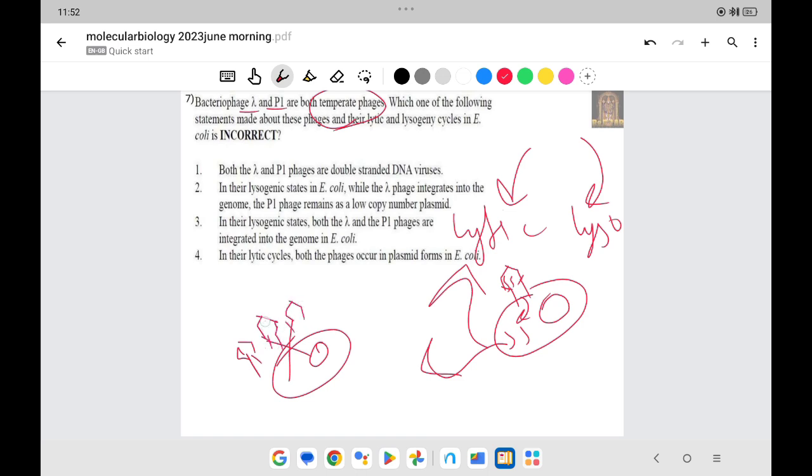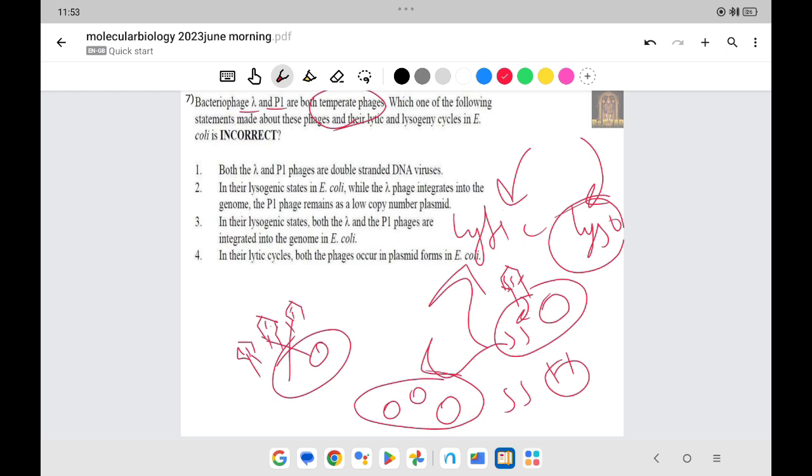And they all have their own genetic material. But if the condition is not in favor of them, then they will transform into the lysogenic cycle. What is the lysogenic cycle? In that lysogenic cycle, the viral genetic material can be incorporated inside the bacterial chromosome, or else it can stay outside the bacterial chromosome as a low copy number plasmid. In the case of P1 phage, it stays outside the bacterial chromosome as a low copy number plasmid.